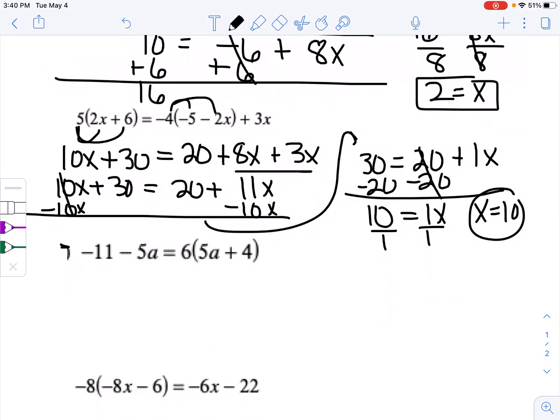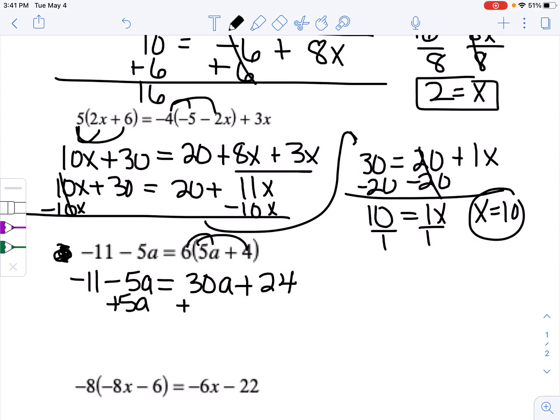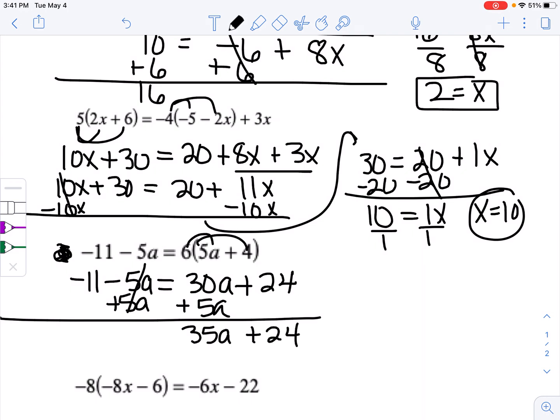The next example, there's nothing I can do on this side to simplify that, so I'm just going to rewrite negative 11 minus 5a. And then 6 times 5a would be 30a, plus 6 times 4 is 24, and then I'll add the 5a over to this side. So that's going to give me 35a plus 24 equals negative 11.